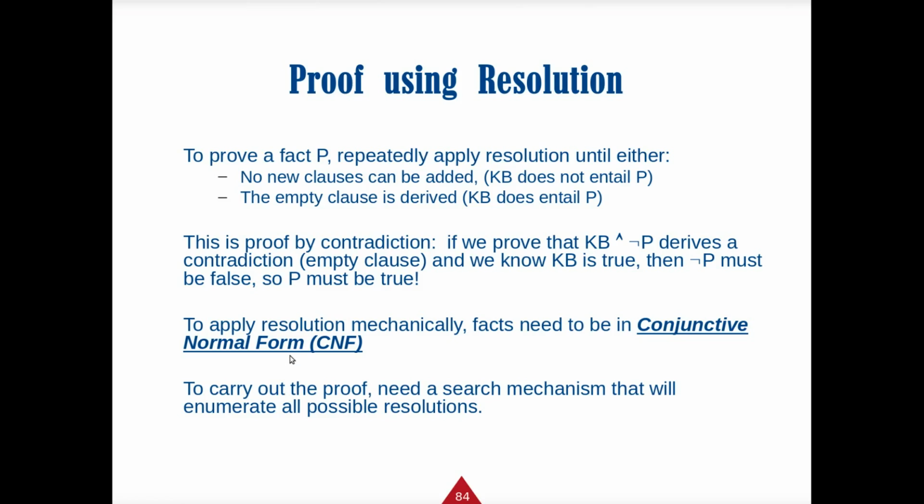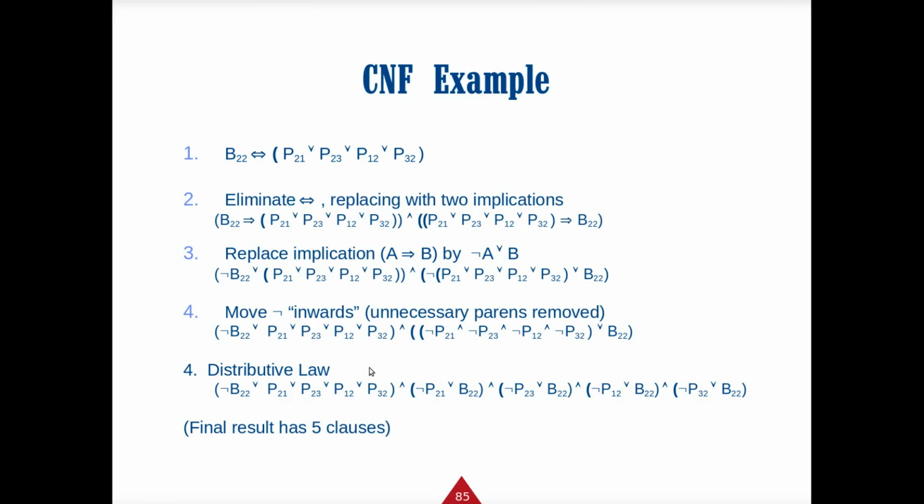You can repeatedly apply resolution until there are no new clauses to be added, so the knowledge base does not entail other things, or you have an empty clause. So basically you're trying to prove things by contradiction and trying to get rid of things. To apply resolution mechanically, facts need to be in conjunctive normal form, which means they're in a format where we can start negating things. To carry out that proof, we need a search mechanism that will enumerate all possible resolutions. So we set something up, and then we try to prove it.